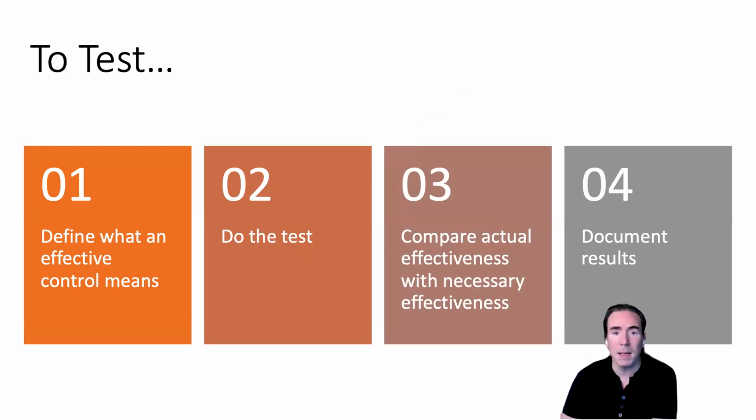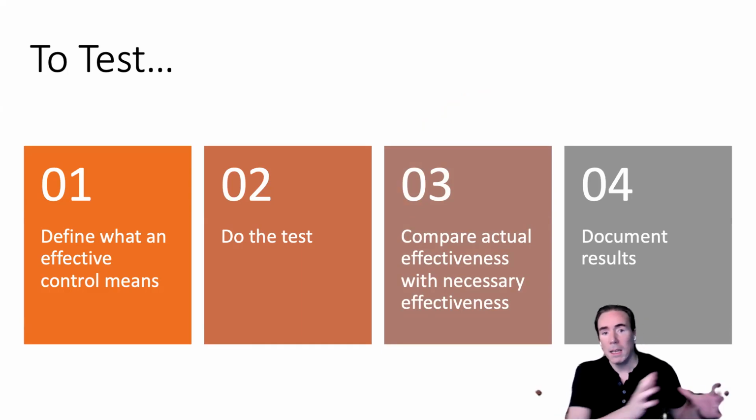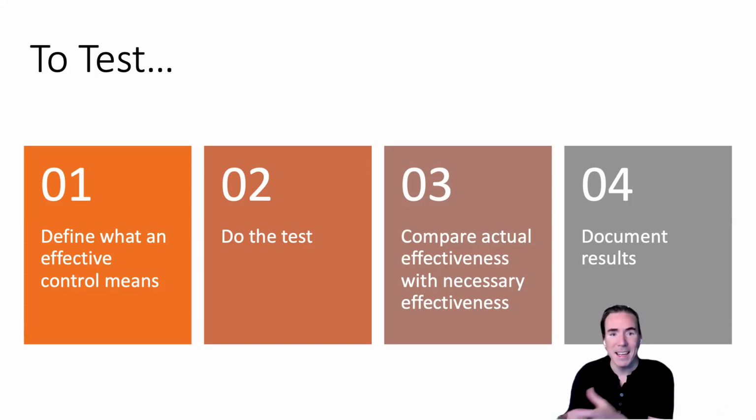I'll actually conduct my test, which will be the second stage. The third stage will be, I'll compare the actual effectiveness with the necessary effectiveness. So in stage one, I defined what it would mean for a particular control to not be effective. But at some point, I have to evaluate the totality of the evidence. So if a control works 90% of the time, is that enough to say that it's effective? Does it have to be 95, 75?